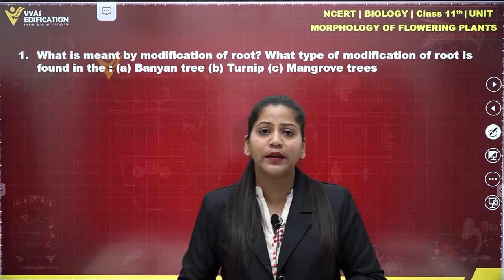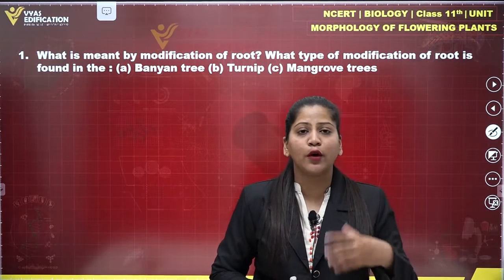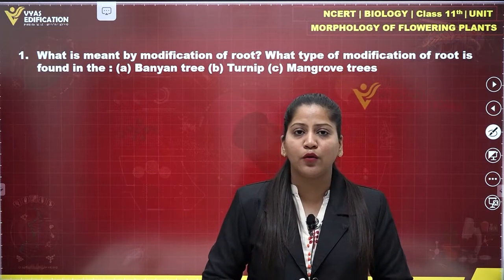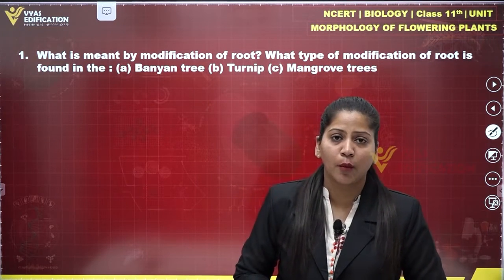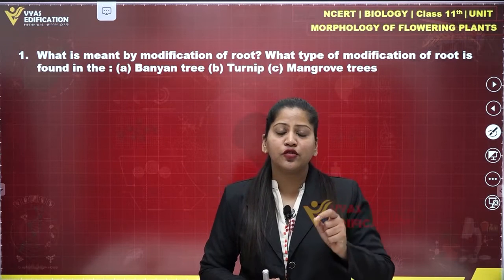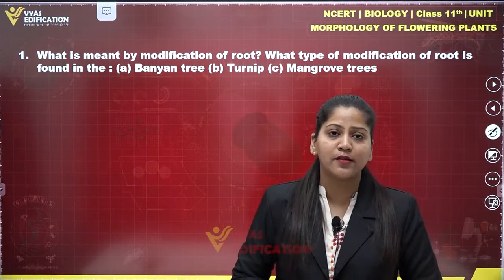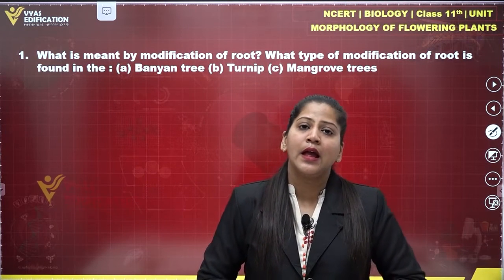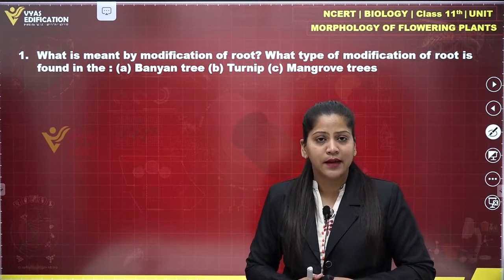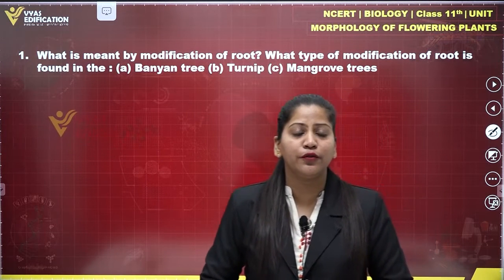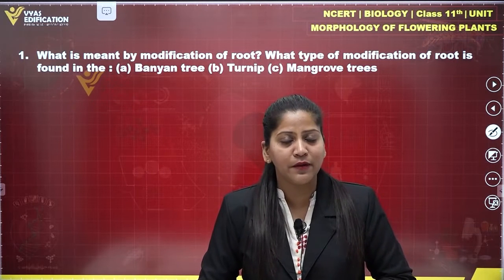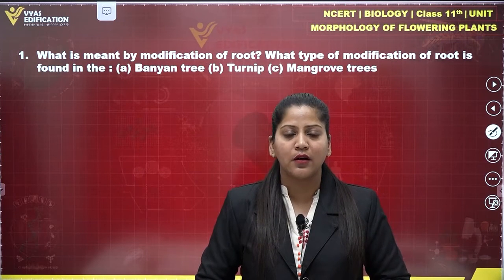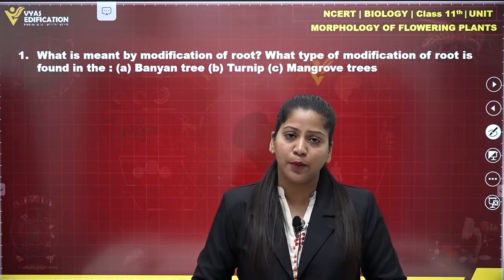If we talk about what type of modified roots are found in banyan tree, turnip and mangrove trees, then first, the modification of root in banyan tree is known as prop root. The prop root is a kind of adventitious root. Then, if we talk about the next one, turnip, it has a modification of root known as napiform roots. Napiform roots are the modification of roots which are a type of storage tap roots.